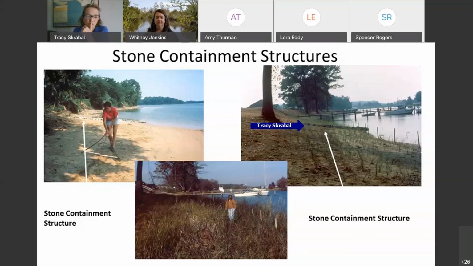And once this marsh takes off, as you can see here, this is not even 2 years later, the structures become really the less important part of the erosion control here. But these sites, I've gone back and visited these sites decades later, and they are still doing a great job. You won't see many of these in North Carolina. They do have some application.